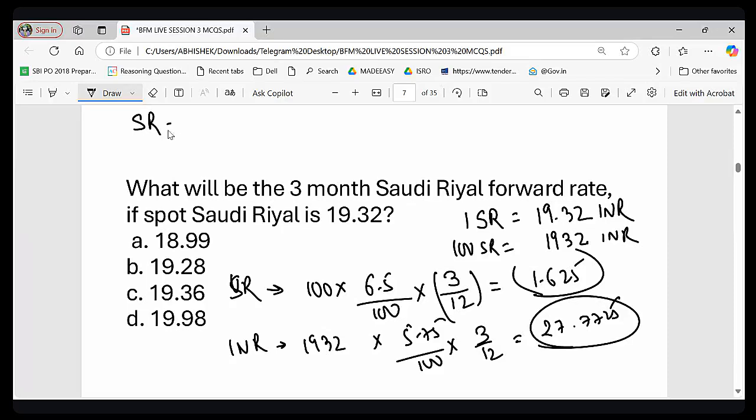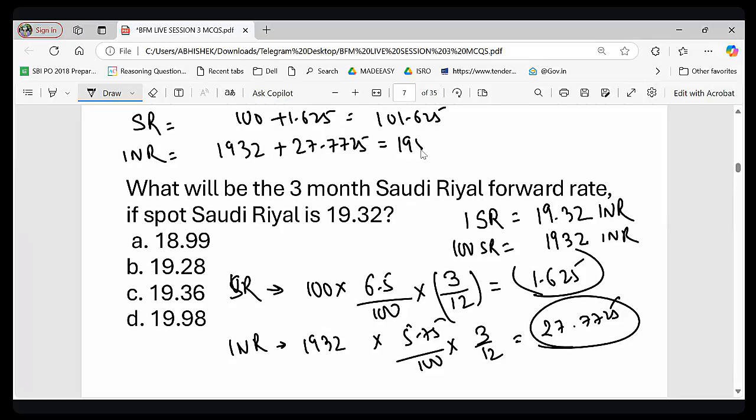For Saudi Riyal, what will be the total amount? So it is 100 plus 1.625. So this will give you 101.625. And for INR, what is the total amount? It is 1932 plus 27.7725. So this will give you 1959.7725. Isn't it? Are you getting the same?